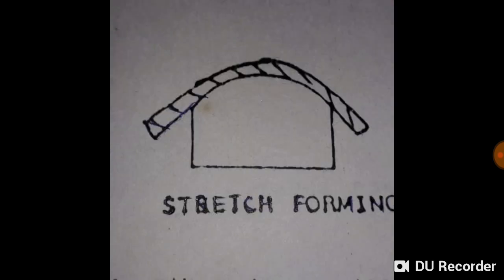This is stretch forming. As you can see, the hatching part is the material or the sheet metal, and based on this die or the punch, it is taking the shape of that with the process of stretch forming.